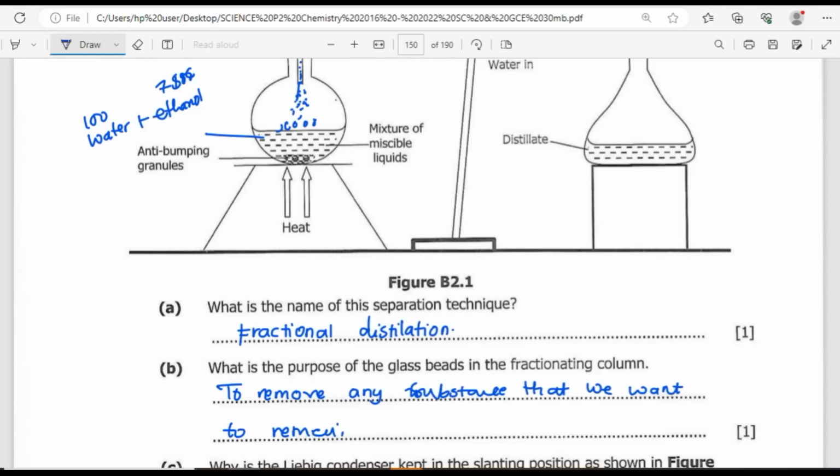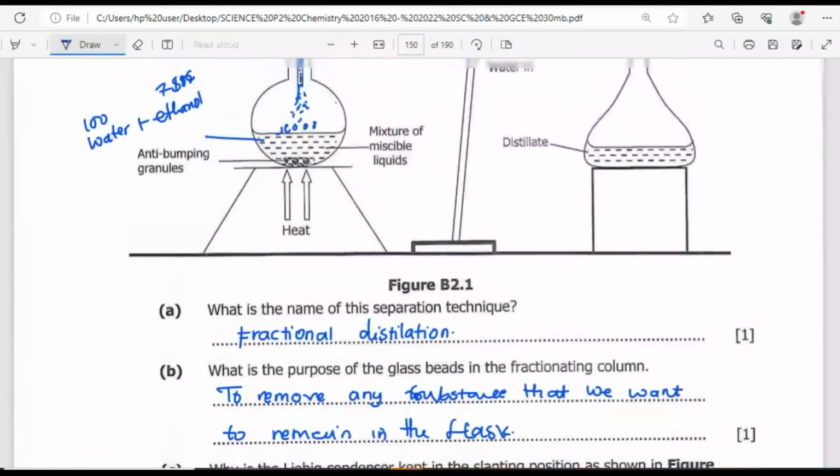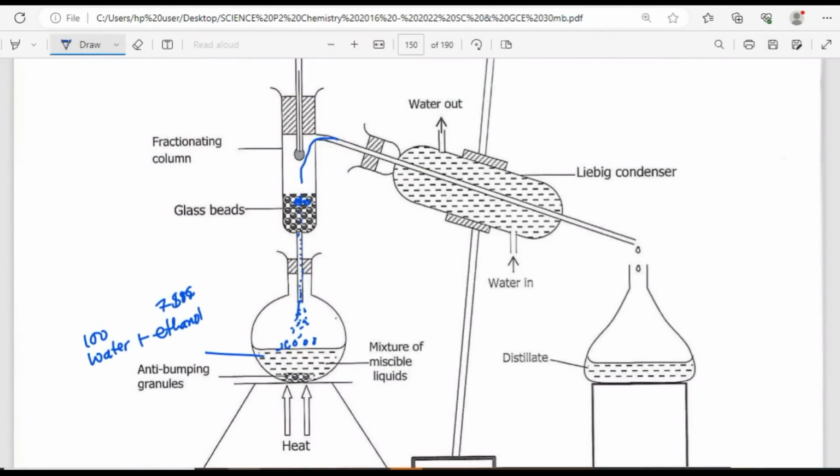We want to remain in the flask. So there is a substance that we want to go and the one that we want to remain. Why is the Liebig condenser kept in the slanting position as shown?